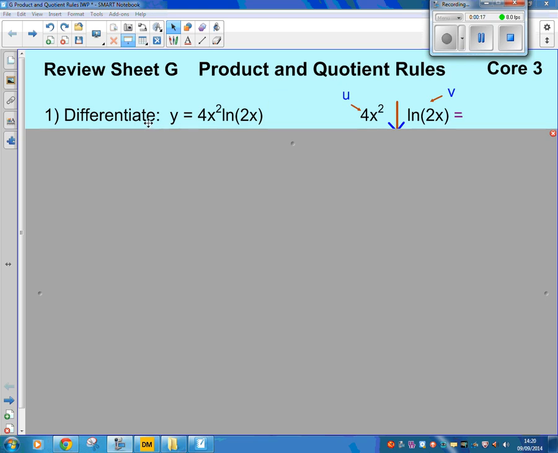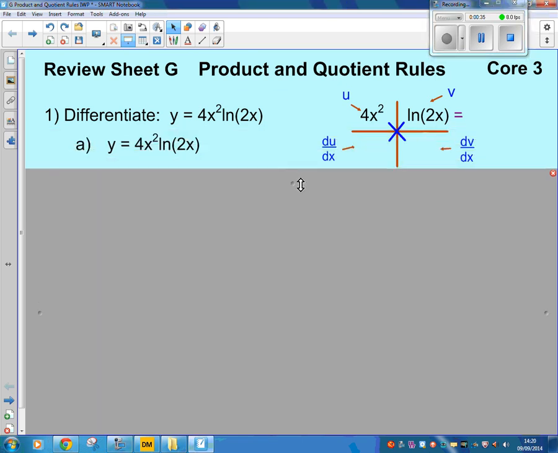So first of all, we're looking to differentiate y equals 4x squared ln of 2x. The first thing to notice is that this is a product. You've got the 4x squared multiplied by ln of 2x. So what we need to do is apply the product rule. The easiest way to do this is to do a grid: put the 4x squared, which can also be called your u, here, and then the second part, the ln 2x, here, and then we need to differentiate each of them. Now 4x squared is going to be very straightforward.